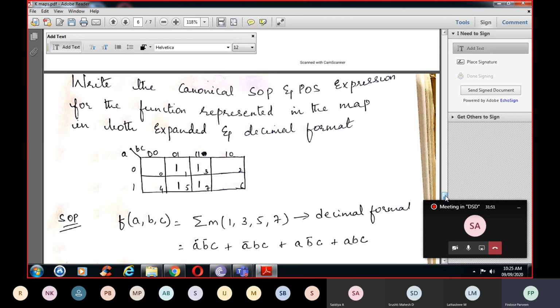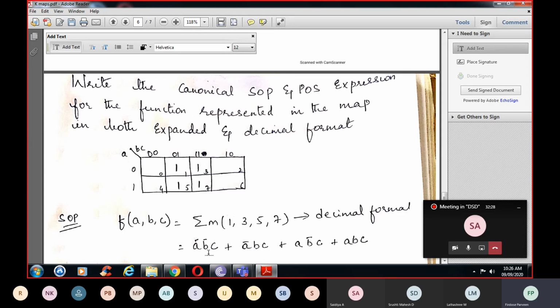Let us see the question. Write the canonical SOP and POS. SOP means sum of product. POS means product of sum. Expression for the function represented in the map in both expanded and decimal format. So decimal format means decimal numbers. Now where it is 1, at cell number 1, 3, 5 and 7, it is 1. So what will I write? Summation small m, that is min terms 1, 3, 5, 7. This is called the decimal format.